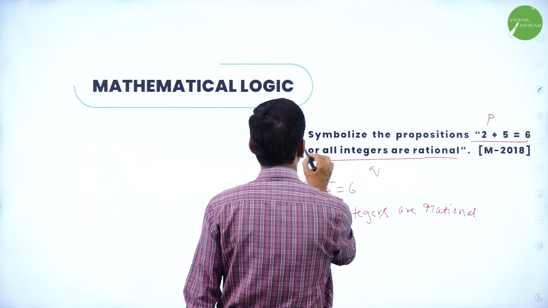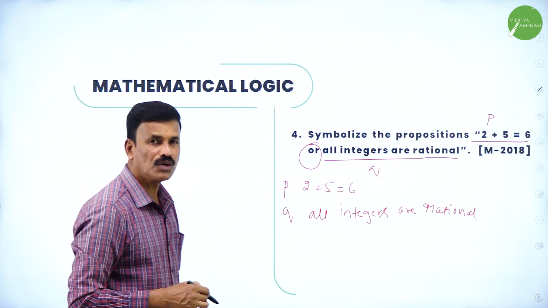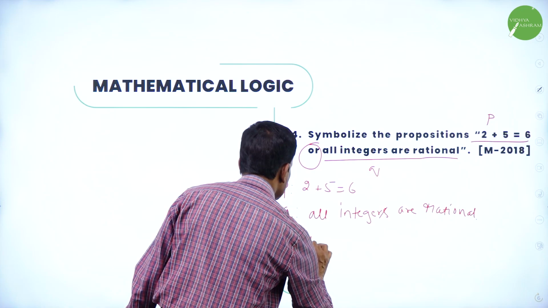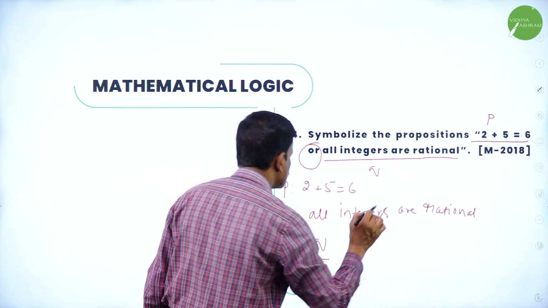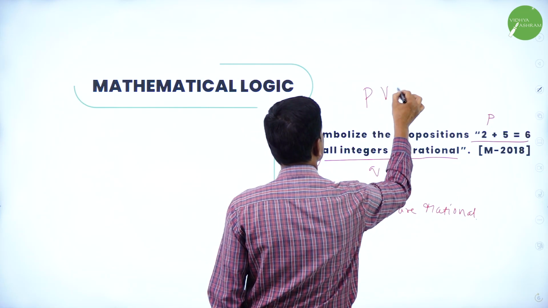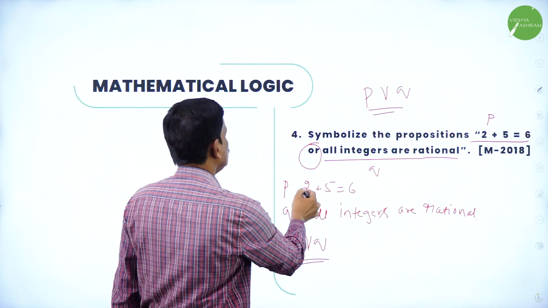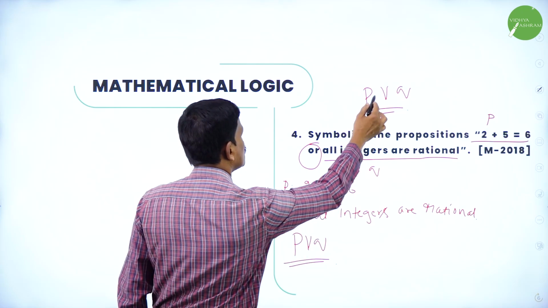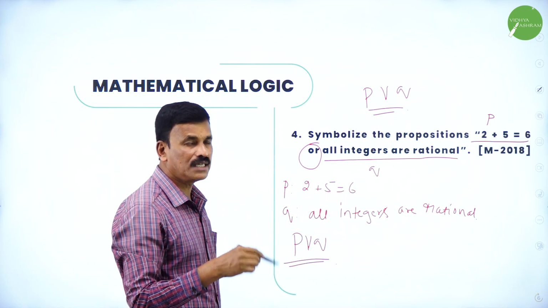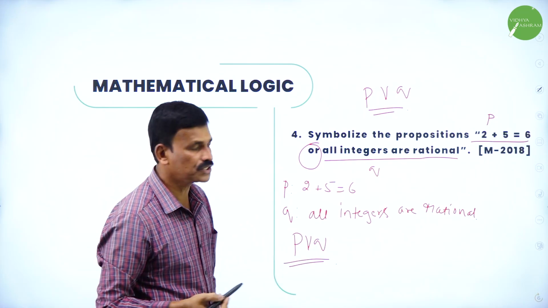Symbolization. What is the connective we have used here? Or, disjunction. So we can write P disjunction Q. That's it. P disjunction Q is the symbol. That is, 2 plus 5 is equal to 6 or all integers are rational. Suppose if it is "and", then we are going to use the conjunction.